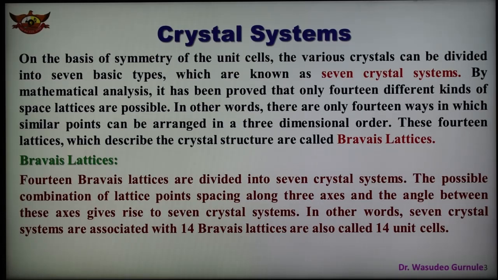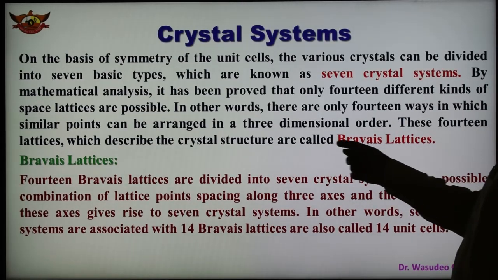So it is given here that by mathematical analysis it is shown that only 14 different kinds of space lattices are possible. In other words, only 14 ways in which similar points can be arranged in 3-dimensional order, and these 14 lattices are known as the Bravais lattices. And these 14 Bravais lattices are divided into 7 crystal systems, and these are the Bravais lattices here. These different types of arrangement are called Bravais lattices.